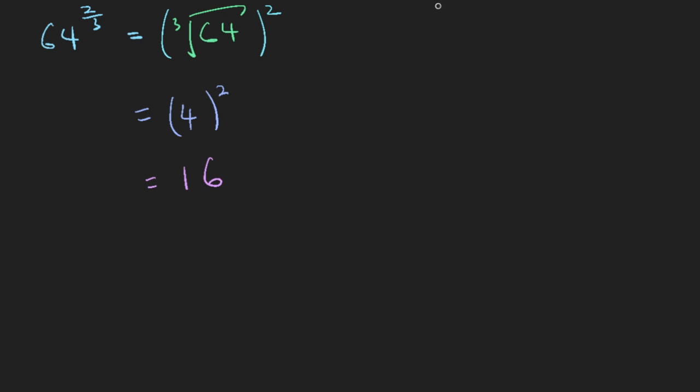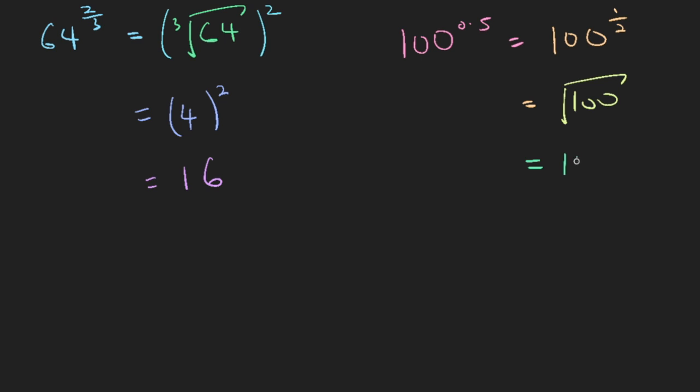Another example, say you have 100 to the power of 0.5. You know that 0.5 is half. So let's write it as 100 to the power of half. And half is the same as square root. So the square root of 100 is 10.